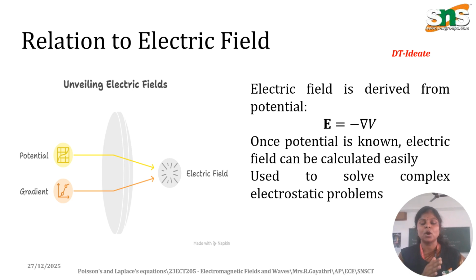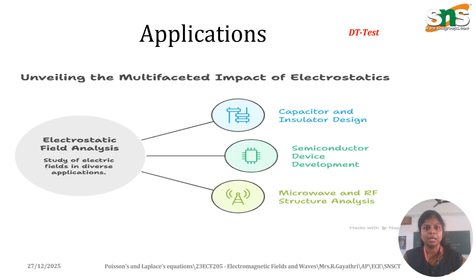Relating the Poisson equation and the Laplace equation with the help of electric potential, E is equal to minus del V, where V is the electric potential and E is the electric field intensity. Once the potential is known, the electric field can be calculated easily, and this relation is used in electrostatic problems. Coming to the applications, electrostatic potential is used in capacitor and insulator design, semiconductor applications, microwave structures and microwave and RF applications.